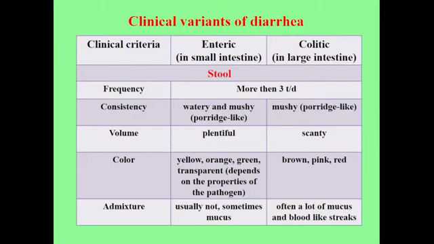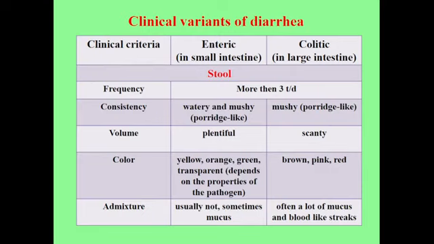Now, clinical variants of diarrhea and clinical criteria. Technically, we now kind of discuss salmonellosis and shigellosis, because in salmonellosis there is typical enteritis. Well, actually gastroenteritis, but typically enteritis is like salmonella in the first place, and colitis in the large intestine is typical of shigellosis.